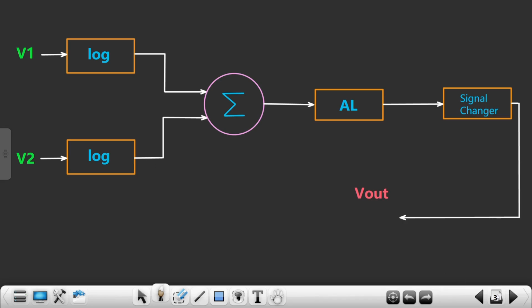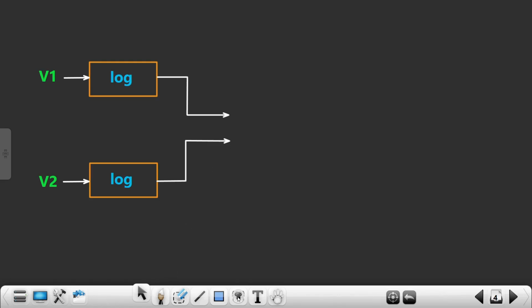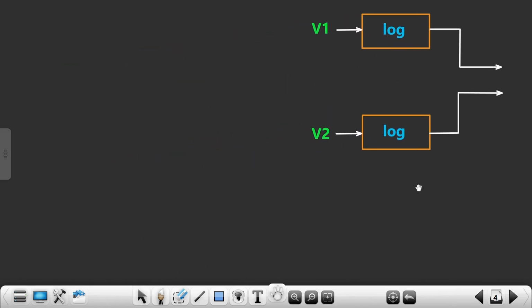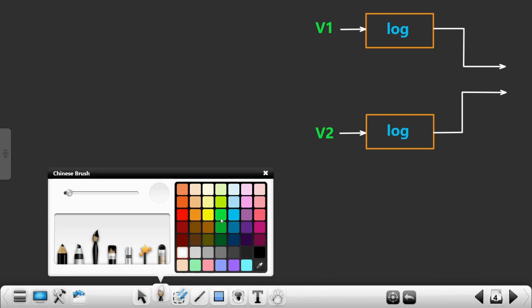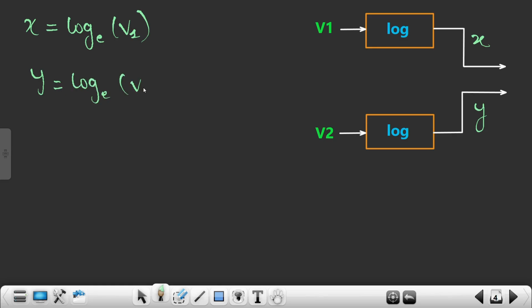Now let's try to figure out what will be its output. I'll just take this particular block into account. So let me just paste it over here. Let me just move this entire thing over here. Okay, great. So now let's assume that the output that we may get from this particular block is X, and the output that we may get from this particular block is Y. So we'll solve for X. X is nothing but log to the base of E times V1, right? And Y is nothing but log to the base of E times V2, right?